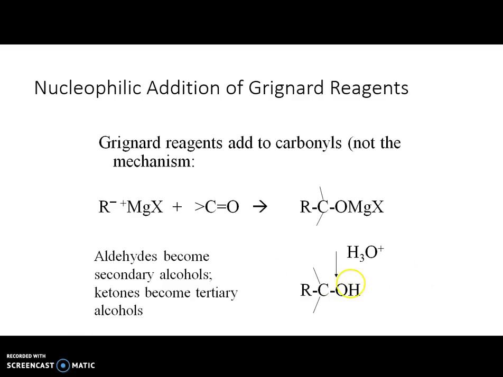Notice you're adding an extra carbon to the chain. So aldehydes, which have only one carbon attached to the carbonyl, now have two carbons. Ketones, which have two carbons attached to the carbonyl, become tertiary alcohols and have three carbons attached.